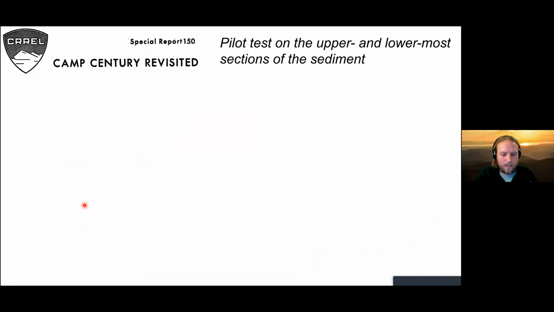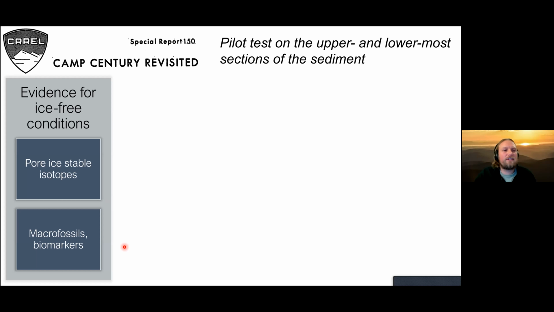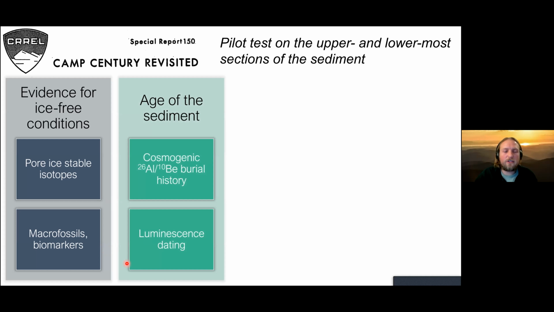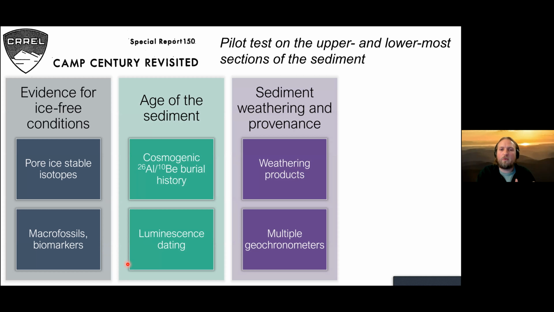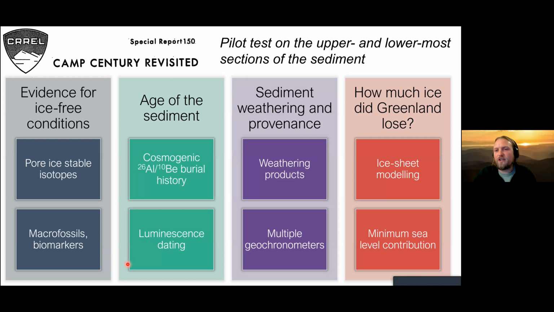So what did we do, and what am I going to walk you through on our analyses of this Camp Century sediment? First, I'll explain our evidence for ice-free conditions using pore ice stable isotopes and macrofossils and biomarkers. And I'll talk about our age constraints on this sediment, which include cosmogenic nuclide burial dating, as well as luminescence dating. I'll talk about the weathering history of the sediment and its provenance by looking at different weathering products in the sediment, as well as multiple geochronometers that tell us about provenance. And then, if Camp Century is ice-free, we want to know how much ice did Greenland lose in the past. We do this by doing some ice sheet modeling to get a minimum sea level contribution from Greenland such that Camp Century is ice-free.